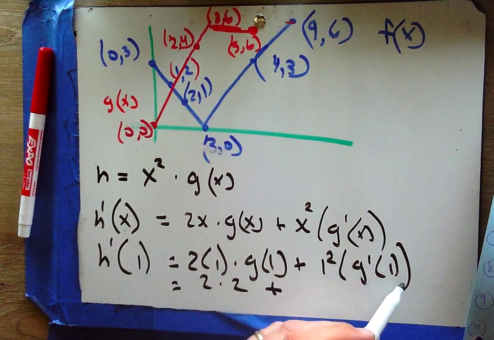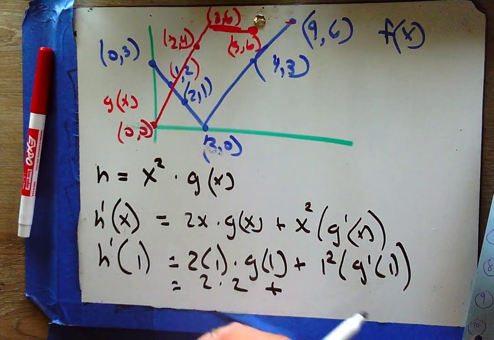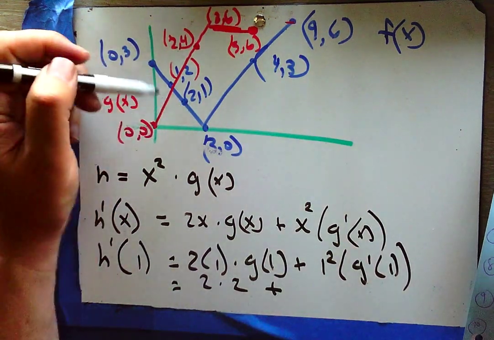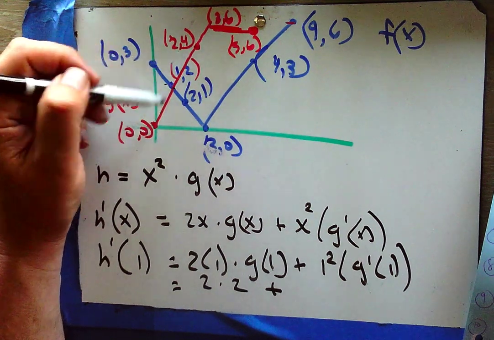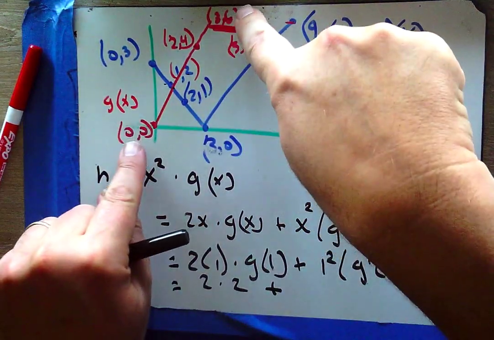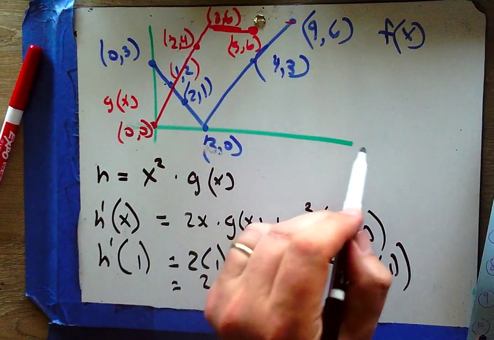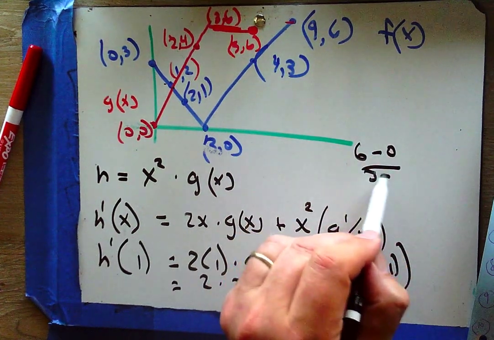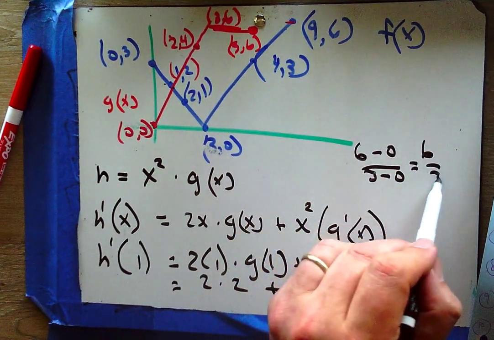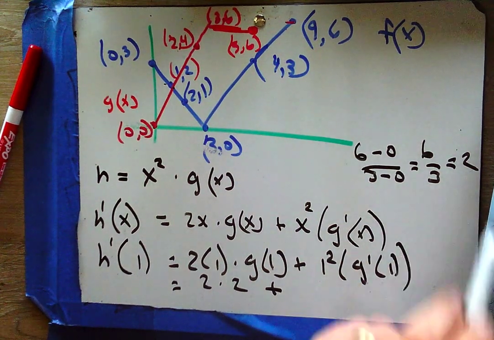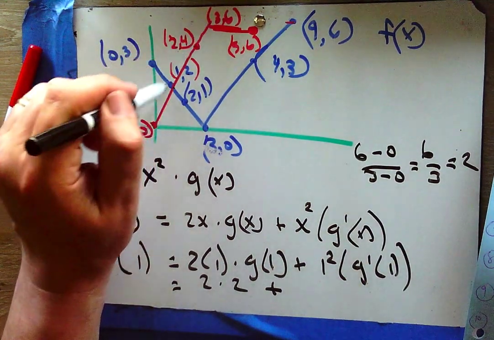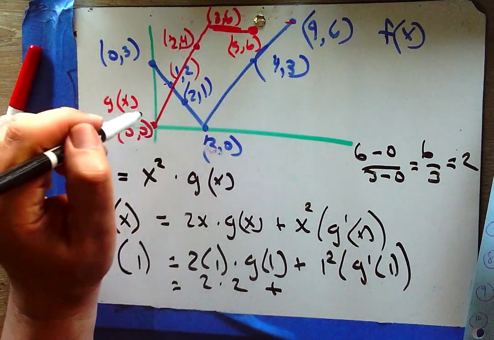Well, doesn't that mean the slope of g at 1? Not the y value of g, the slope. How can I find the slope? Look, two ordered pairs. So 6 minus 0 over 3 minus 0 is 6 over 3, which is 2. So g prime at 1 is 2. g prime anywhere on this segment is 2.